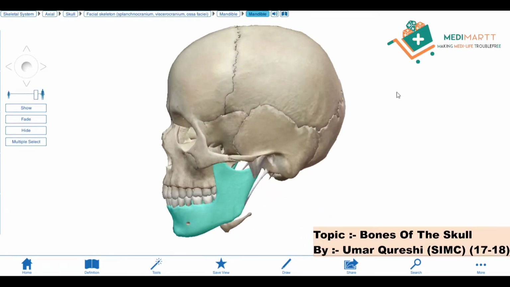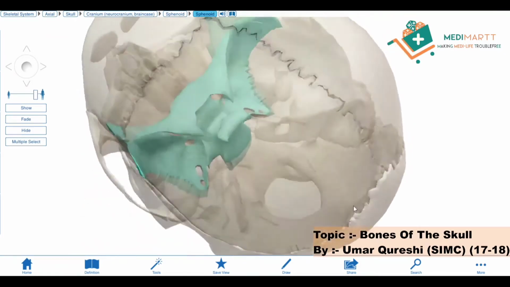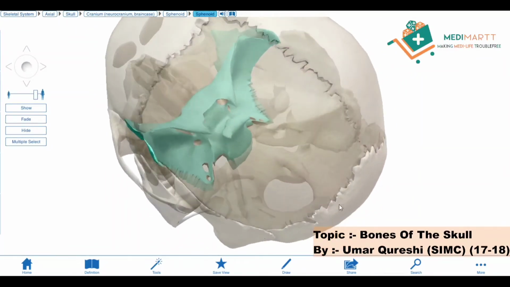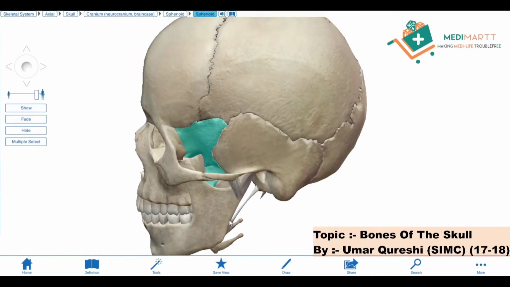Then we will move towards the side view. So this bone over here, we can see it is the parietal bone of the left side, as this is the left side view. Then this bone, you can see it is the temporal bone of the left side, and this is the sphenoid bone. Okay, so I will show you the sphenoid bone very clearly. See, it is a butterfly shaped bone, so it is situated here. Okay, so let's move towards the next bone.